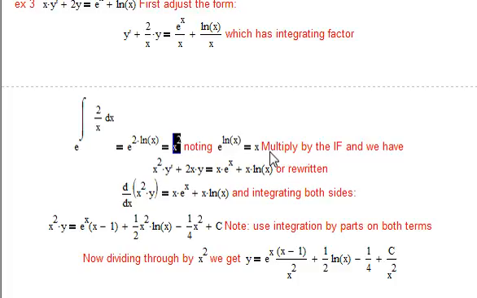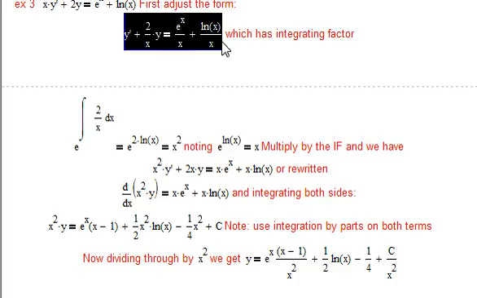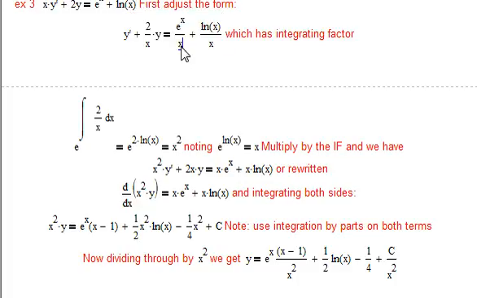So multiplying this entire equation by the integrating factor, we get x squared y prime plus 2xy equals, multiplied by x squared, one of the x's cancels, but the other one doesn't. Notice that the left-hand side is the product rule applied to x squared y. So this left side is the derivative of x squared y.